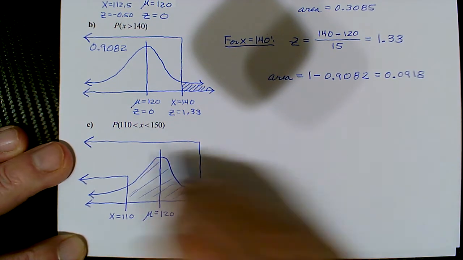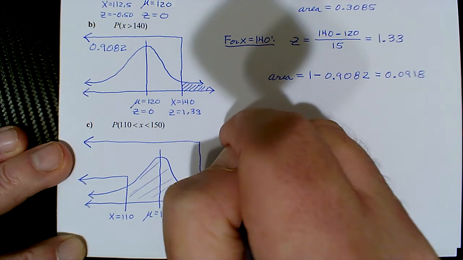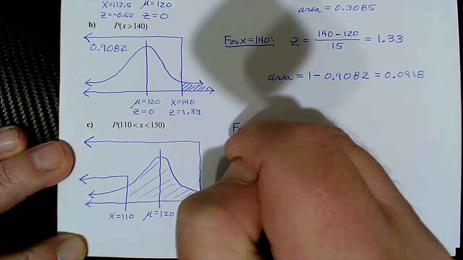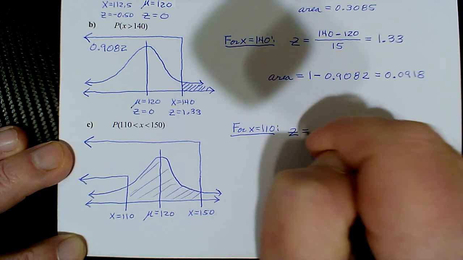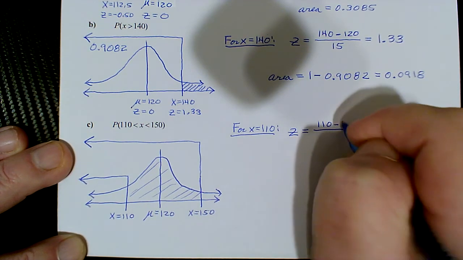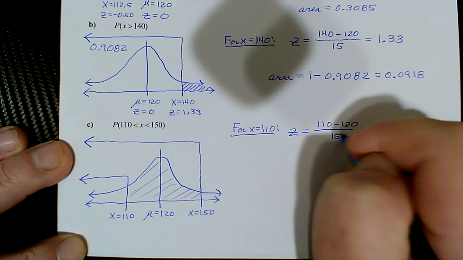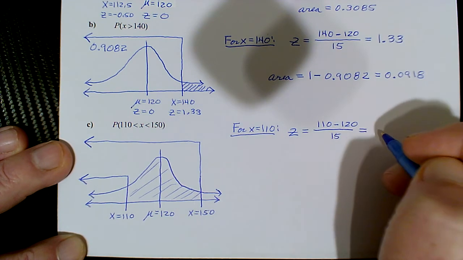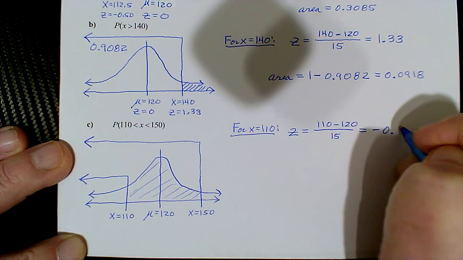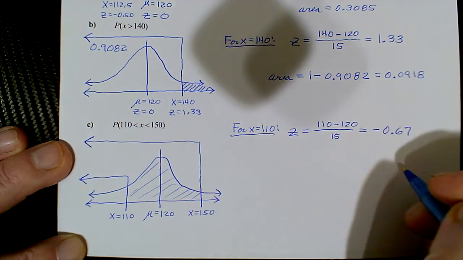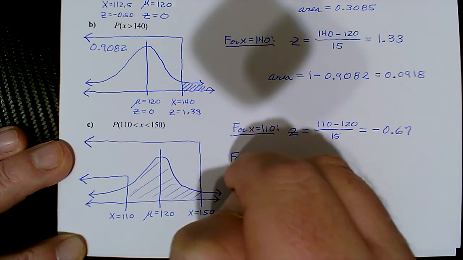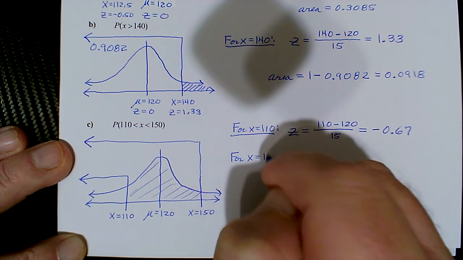And so now we need to do 2 z-scores. First, for x equaling 110, we have z is x minus mu over sigma again. So 110 minus 120 over 15 gives negative 0.66666. So round to 2 decimal places, negative 0.67. And then we have to do it again for 150.